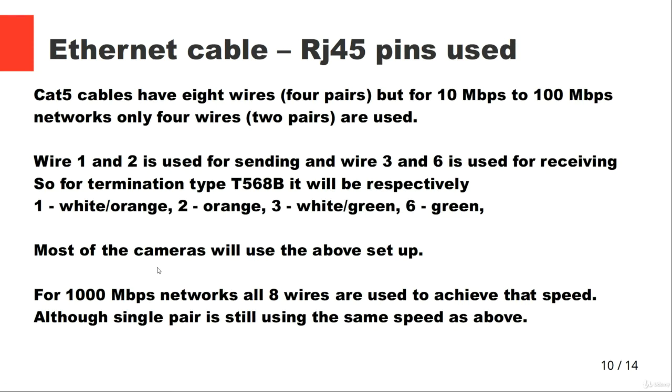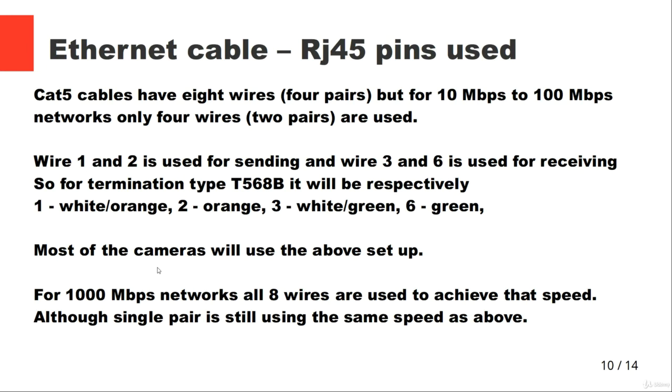Which pins are actually used? So you have those 8 wires, but in reality they are not all used. In Cat5 or 5E cables, you have those 4 pairs, but for speeds between 10 and 100 megabits per second, networks only use 4 wires, 2 pairs.